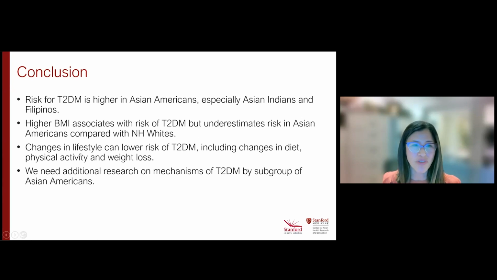I hope I showed you that changing your lifestyle can lower risk, and this includes your diet, physical activity, and weight loss. But it can also include things like sleep or habits such as quitting smoking. And of course, we really need additional research, and we really need to disaggregate data for Asian Americans, because as you can see, there are unique features to different groups from different countries.